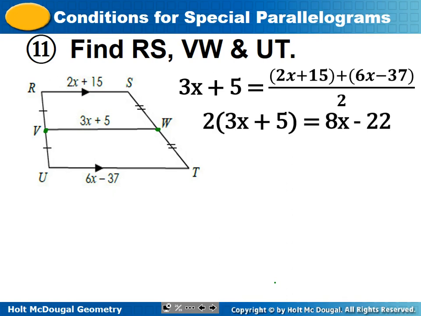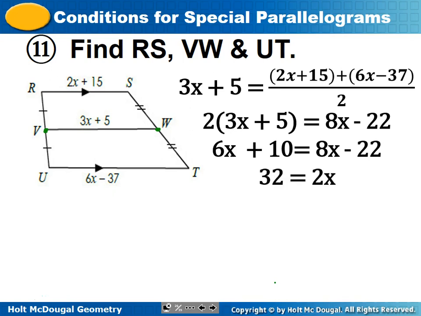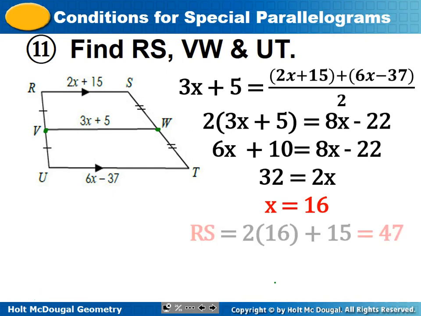And we combine the 2x and the 6x, that gave us 8x, and we're going to subtract 37 from 15, that gave us negative 22. By distributing that 2, we get 6x plus 10. Then we're going to subtract the 6x from the 8x, and we're going to add 22 to 10, and half of 32 is 16. Now, once again, we're going to plug this value in for RS, VW, and UT.